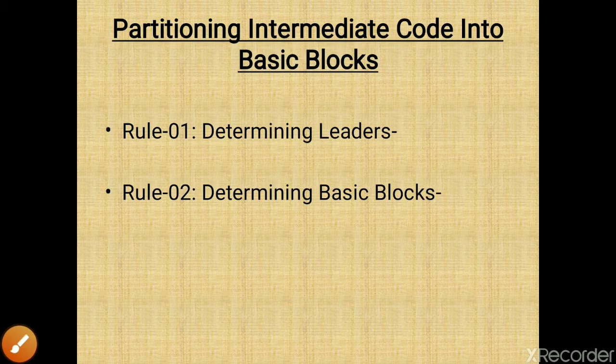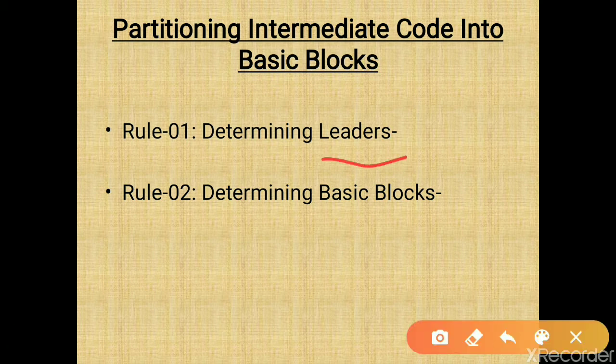Okay. Now we will see partitioning intermediate code into basic blocks. So we are given a three address code and I want to partition the code into basic blocks. For that you have to consider mainly two rules. The first rule is about determining the leaders. Second is determining the basic blocks. So first you have to find the leaders. Next you have to find the basic blocks among the set of code.